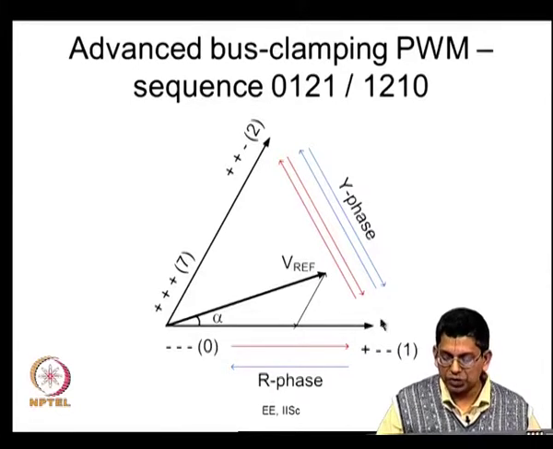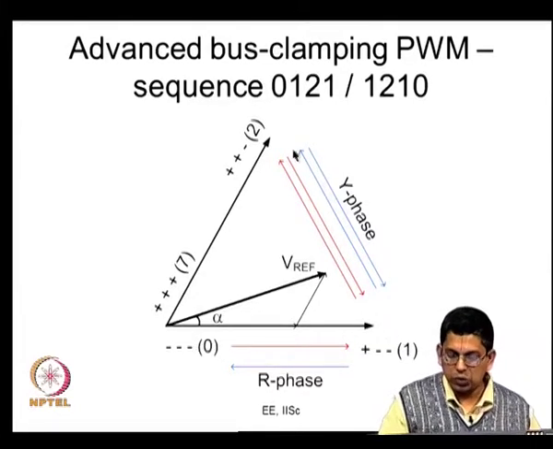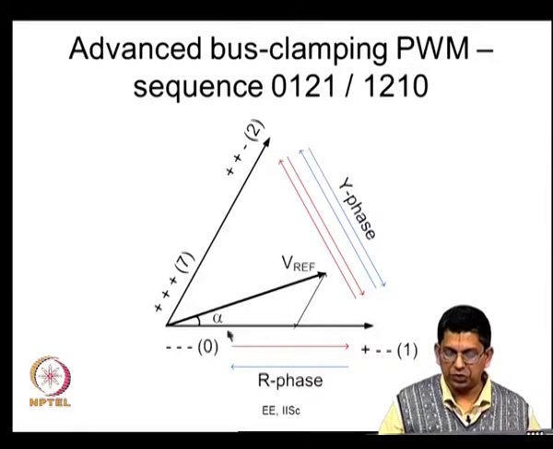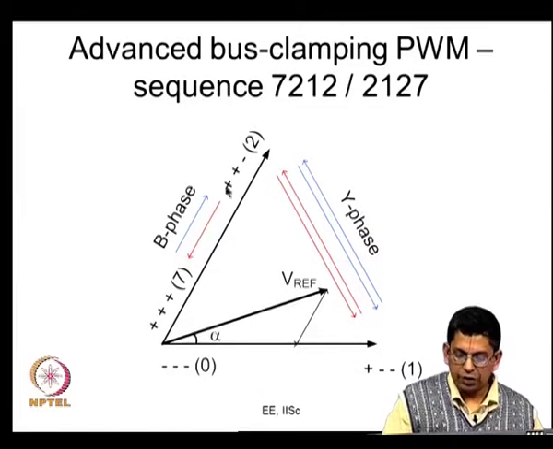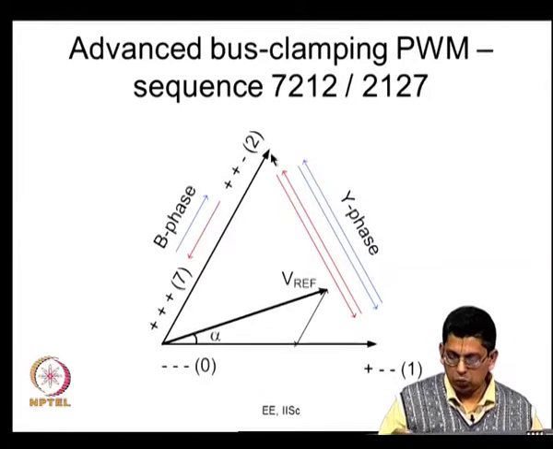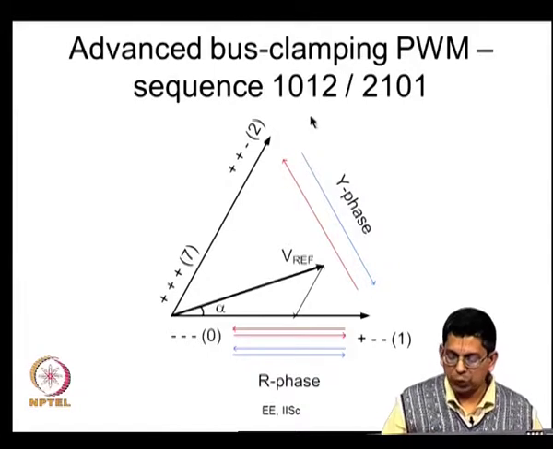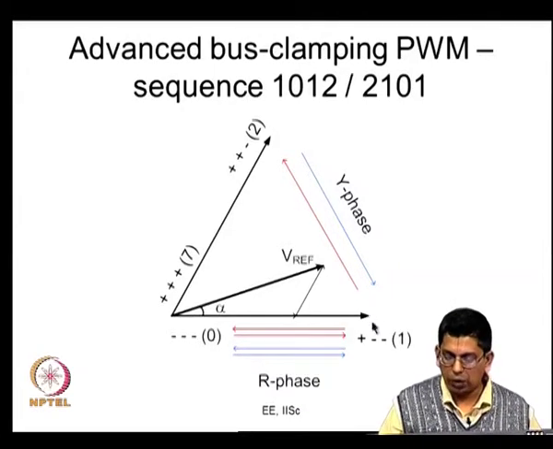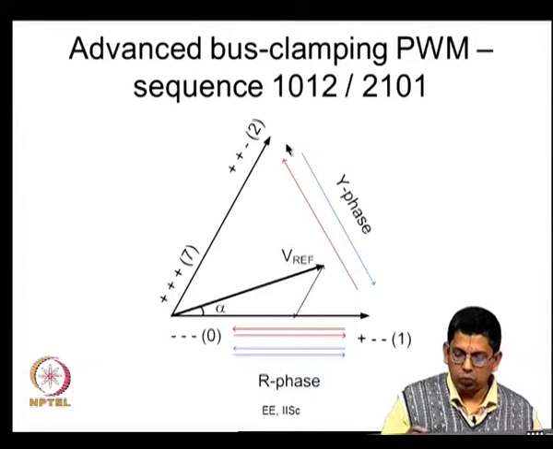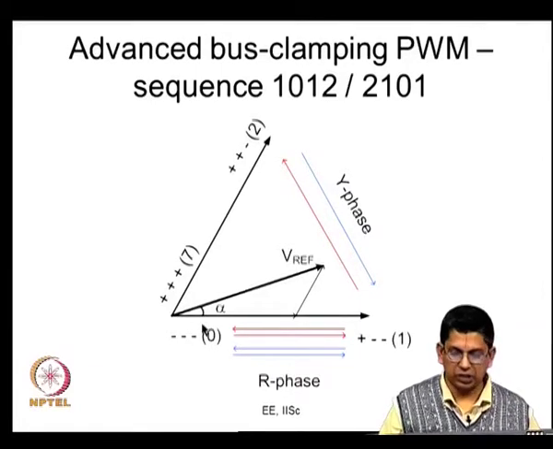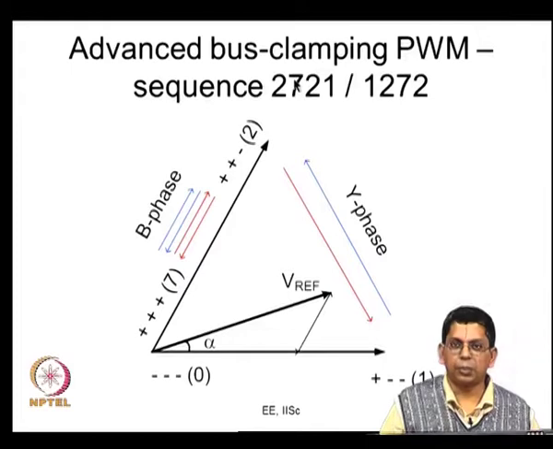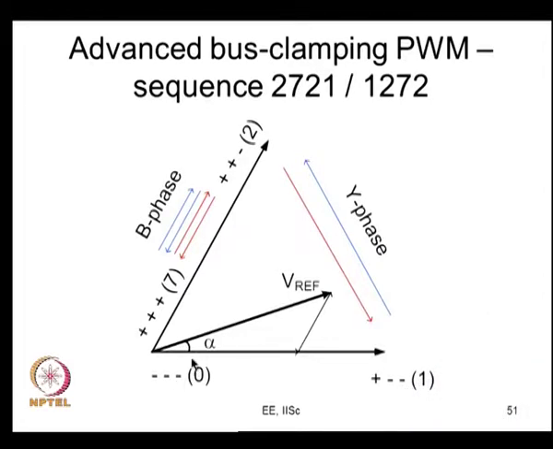So, 0 1 2 1, I am just trying to represent it here, 0 1 2 1 1 2 1 0. Similarly, 7 2 1 2, I am sorry, 2 1 2 7, this is the other sequence for advanced bus clamping, and this is 1 0 1 2. You start from 1, go to 0, come back to 1 and go to 2. Similarly, 2 1 0 1, these are sequences. This is yet another bus clamping PWM sequence, 2 7 2 1 or 1 2 7 2. So, these are advanced bus clamping sequences.